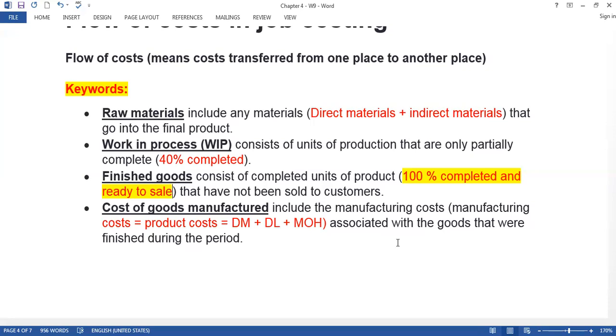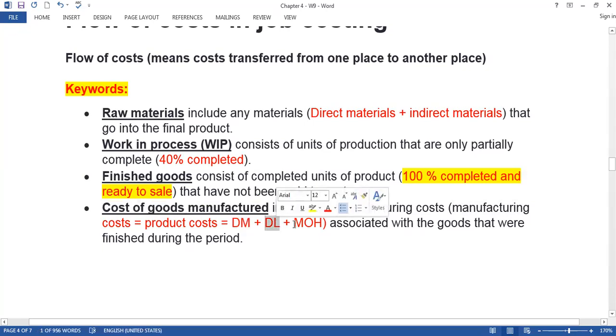So what about the cost of goods manufactured? If you remember our previous chapter, can you remember the product cost? Product cost or manufacturing cost, the same thing, is called cost of goods manufactured. Cost of goods manufactured means we have direct material, right? We have direct labor, and we are going to add manufacturing overhead.